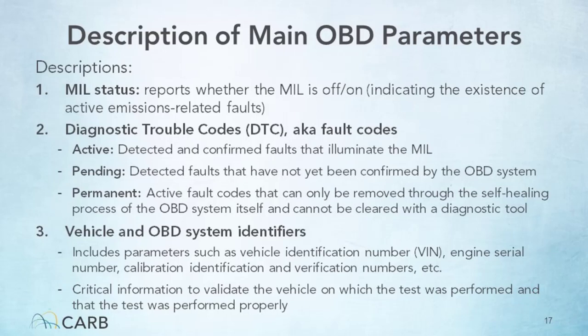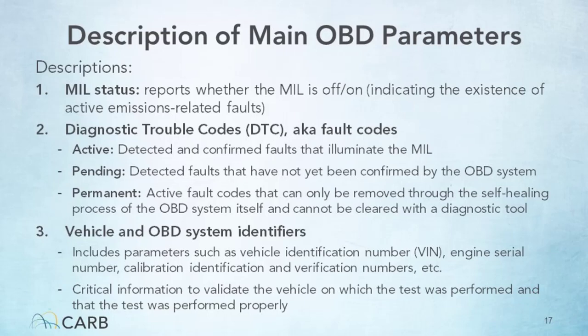The MIL is illuminated when active DTCs are present and designate an emissions-related issue. Permanent DTCs consist of active DTCs that can only be removed by the OBD system itself. These codes cannot be cleared by a diagnostic scan tool. Hence, the OBD system itself has to self-heal to remove these DTCs by completing the necessary drive cycles without the emissions-related issue present in the vehicle.